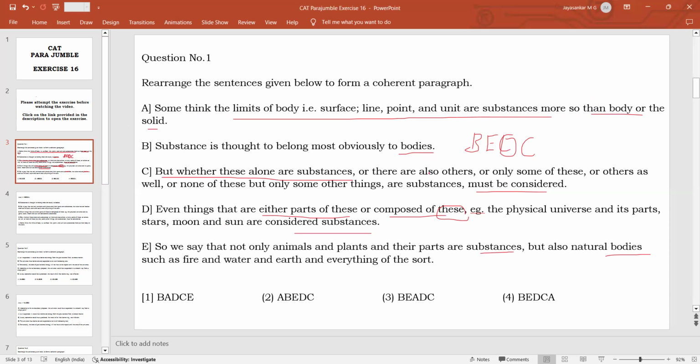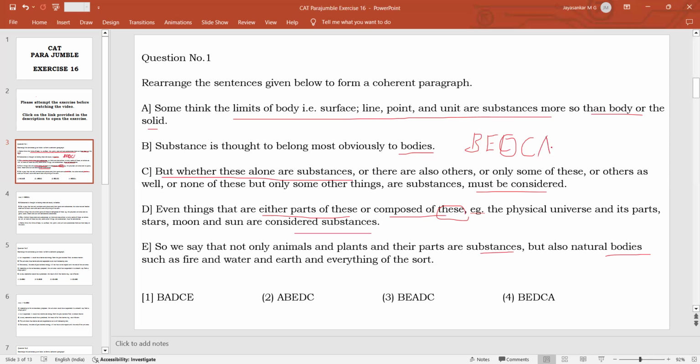But now we are thinking, we have already talked about whether any other things are called substances or any other definitions are possible for substances. Then we point out one instance or example. We say that the surface, line, point, and unit are substances more than the body or the solid. So this is an example of what we are talking about in A.